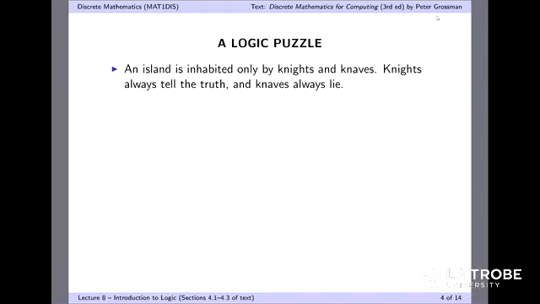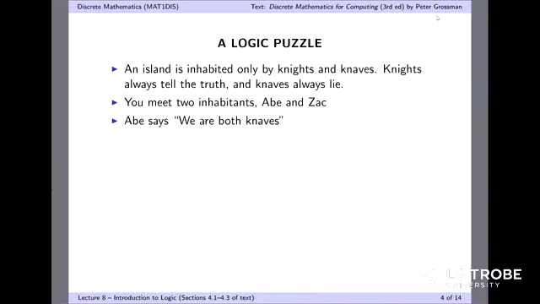That's a good thing about maths. When you do maths, you don't care about other things. You just look at the truth values, nothing more than that. Knights always tell the truth, and knaves always lie. You meet two inhabitants, A and Z. Here is that. It says we are both knaves.